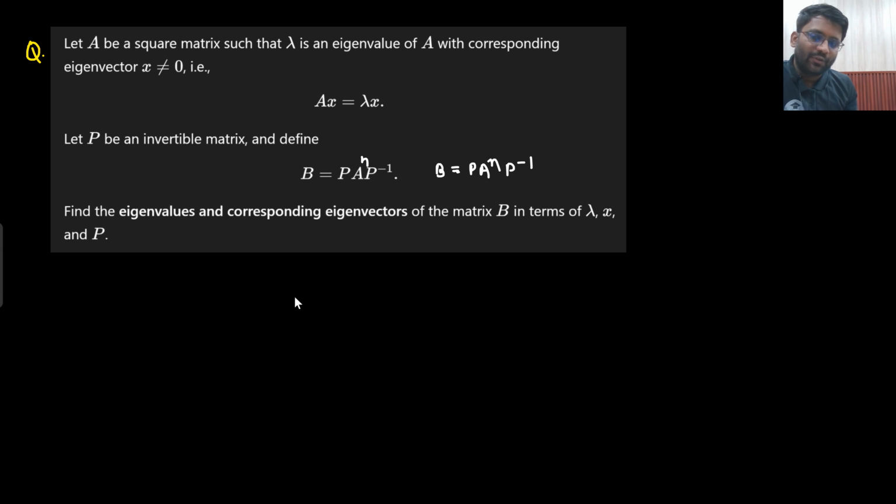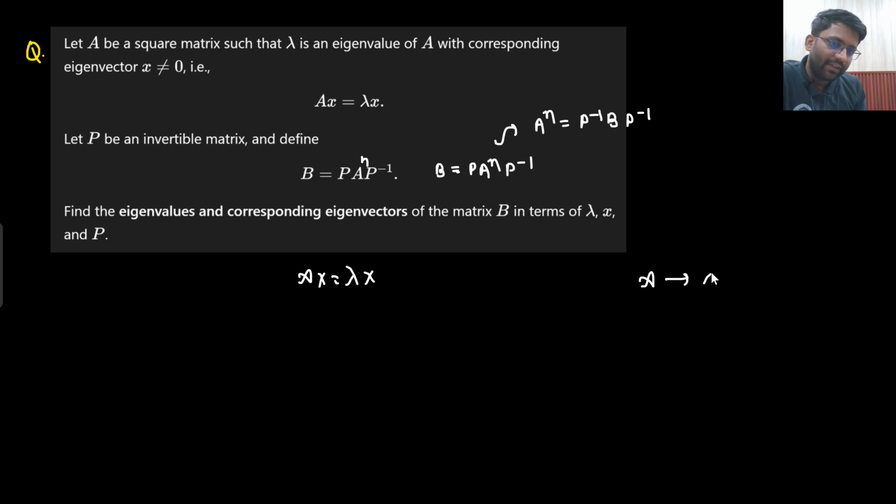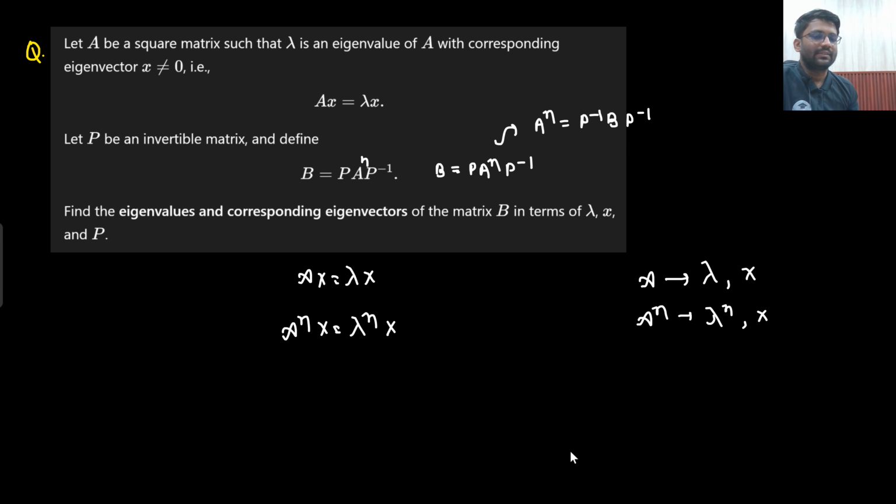So basically, any kind of relation could be given. What you will do? First, you will write down Ax equals lambda x. Now, sir, this A I need to replace. From whatever relation is given, what I got to know is that A to the power n could be written as P inverse B P. If matrix A has eigenvalue lambda and eigenvector x, then A to the power n will have eigenvalue lambda to the power n and eigenvector x. So can I write A to the power n x equals lambda to the power n x? Say yes or no.